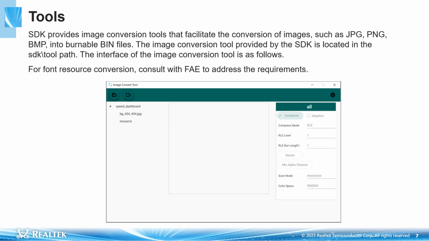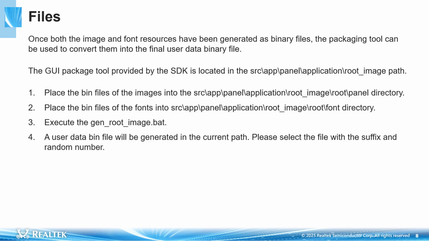SDK provides image conversion tools that facilitate the conversion of images, such as JPG, PNG, BMP, into burnable bin files. For font resource conversion, consult with FAE to address the requirements. To learn more about the usage guide of this tool, please refer to the SDK online documentation. When the image and font resources are generated as binary files, you can use the packaging tool to convert them into the final user data binary file. The packaging tool is located in the SRC App Panel Application Root Image directory. To learn more about the usage of this tool, please refer to the SDK online documentation.